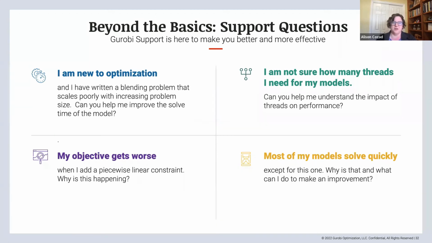And then in yellow, we have most of my models solve quickly, except for this one. Why is that? And what can I do to make an improvement? This is actually somewhat common. A lot of our customers are solving roughly the same model structure with different data. And so maybe it's pretty consistent with most of the data, but one data set is really slow or causing it problems. And we can certainly help step in to try to understand what is going on there and how to improve it. Again, in terms of, are there things that we need to rescale, reformulate, or possibly suggest a parameter in Gurobi that might be able to help?